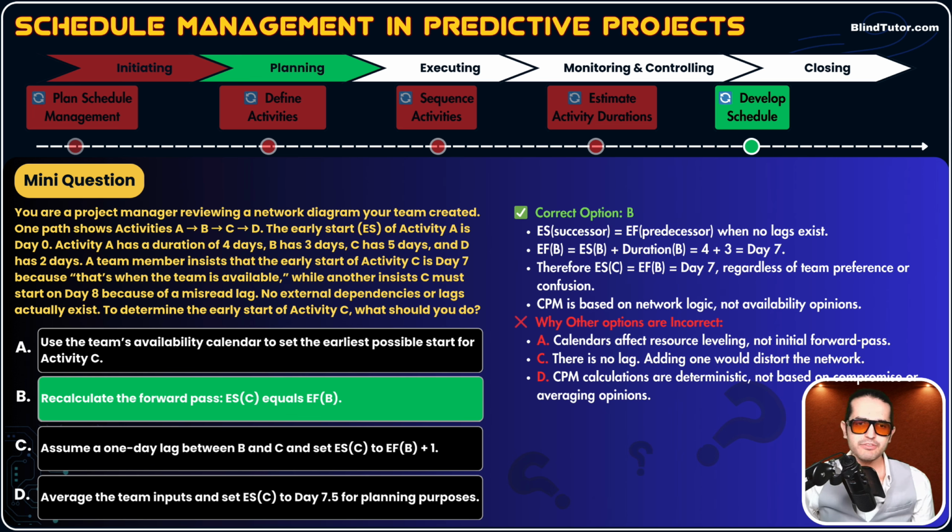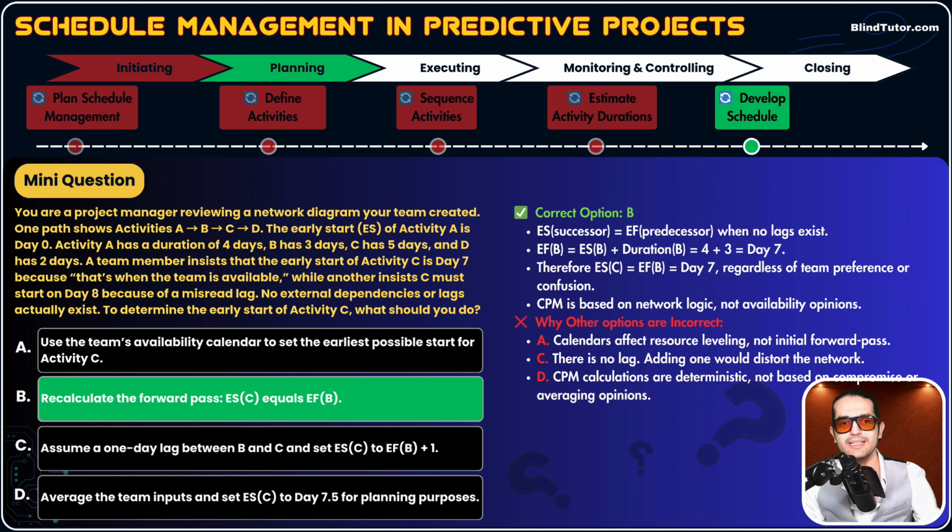Option D says average the team's inputs. We never do that, guys. Different teams' opinions? No, we have only one schedule network diagram and there is one precedence logic, and we're going to have one ES and EF for all of the activities. We don't do averaging. There's no such thing. You bring everyone together and you make them agree on the ES and EF, the forward pass calculation, okay?